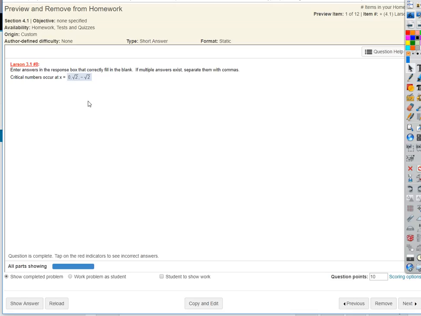Okay, so on these, you have to use your textbook. I haven't changed these over to where I put the problems in yet. So you have to look at your textbook at Larson 3.1, number 8. It's just asking you to find critical numbers. It's no big deal.